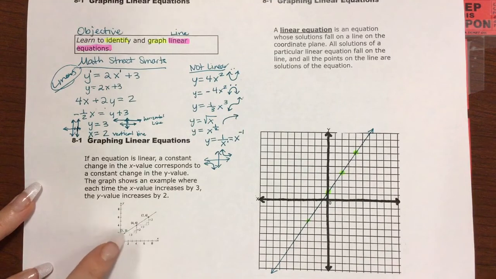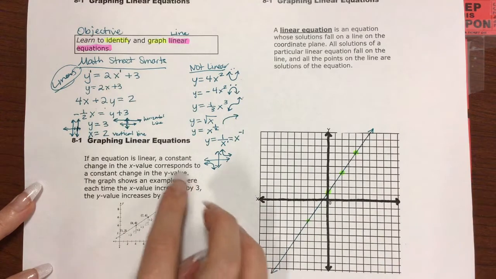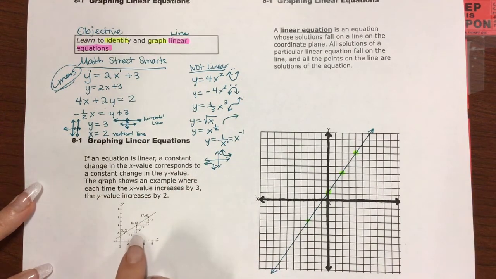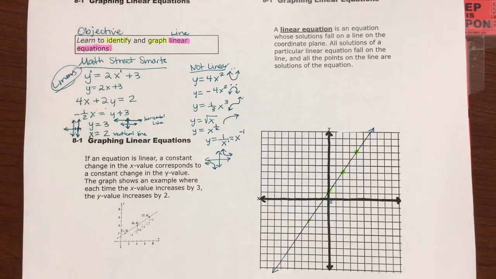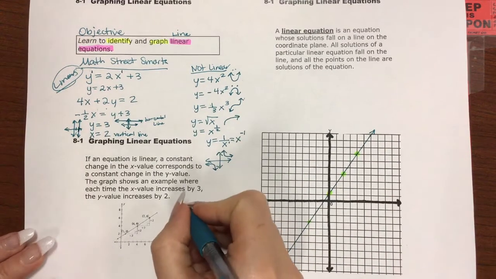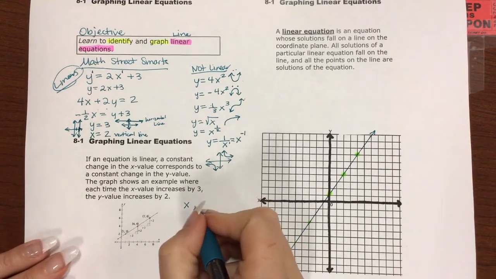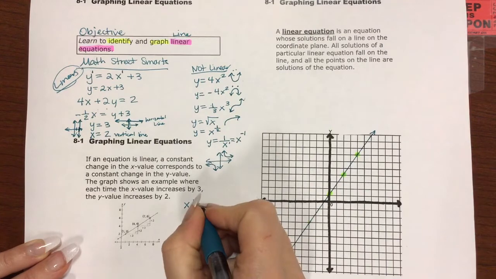So this is a constant change. The x is increasing by 3 and then increasing by 3 again. Corresponds to a constant change in the y value. So it's a constant change of up 2 and up 2 there. So this graph shows an example where each time the x value increases by 3 and the y value increases by 2. Each one of these solutions I could make into an x and y table like this.